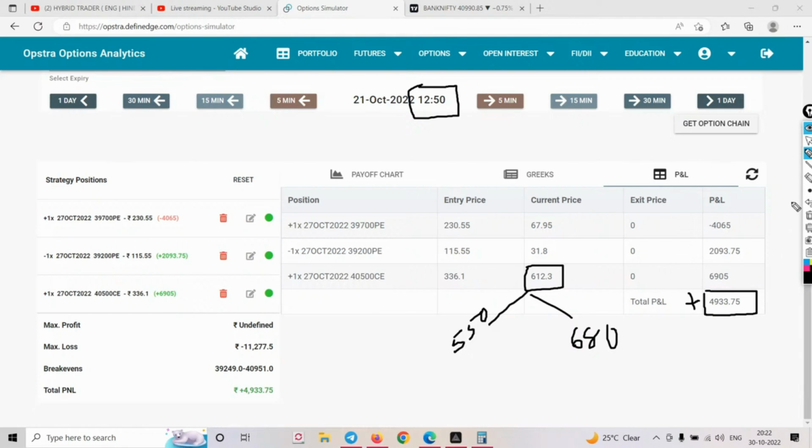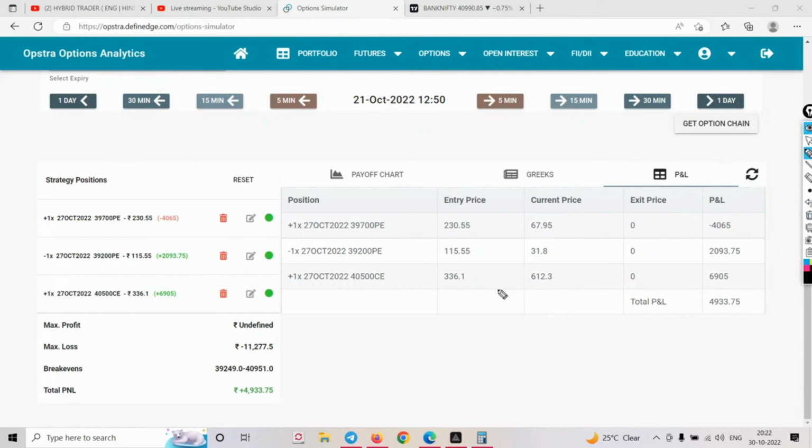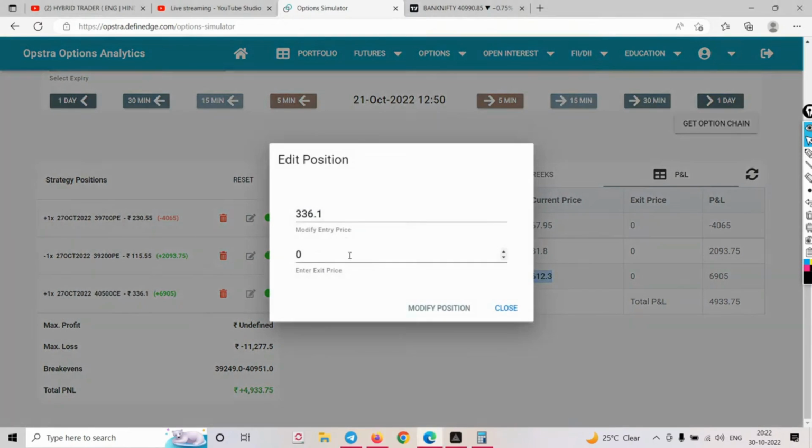So now I want to book the profit. So now check the beauty, right? See, I'll just book this. That's it. This is the end of the case. I'll book this profit.